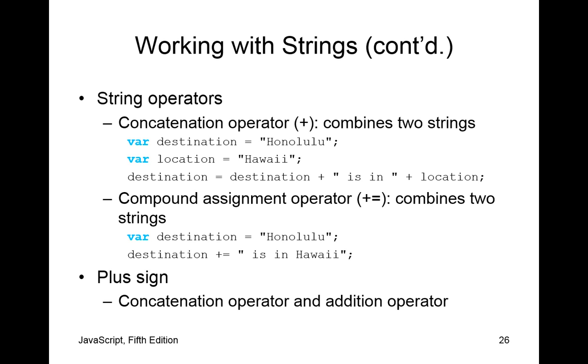String operators. Destination Honolulu, location Hawaii. Destination is now going to equal destination plus location. So what did I just do?